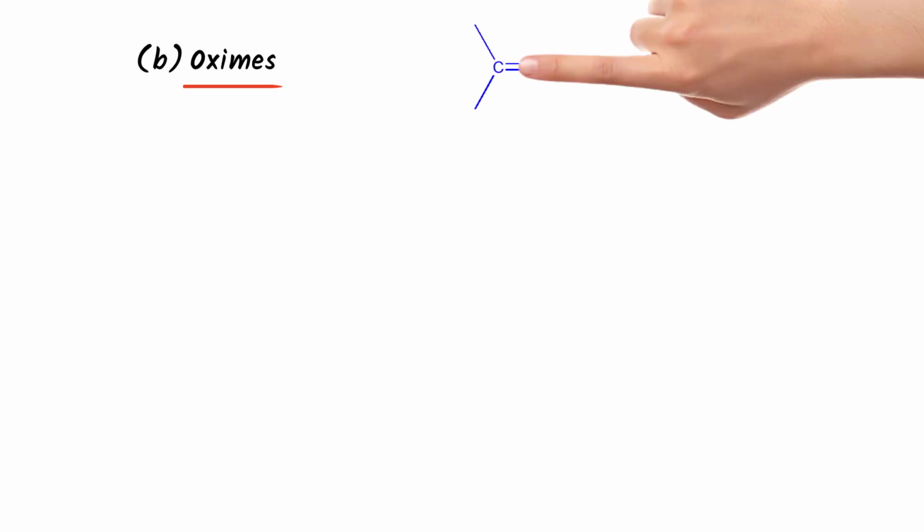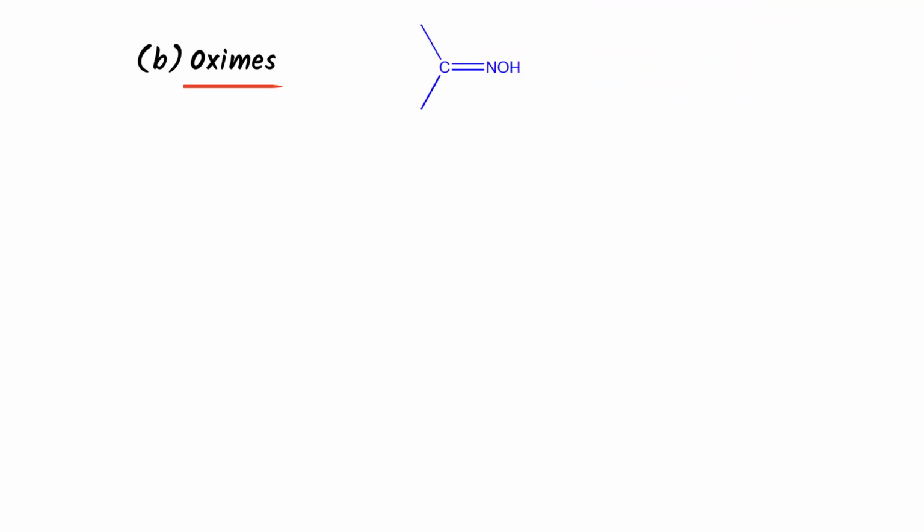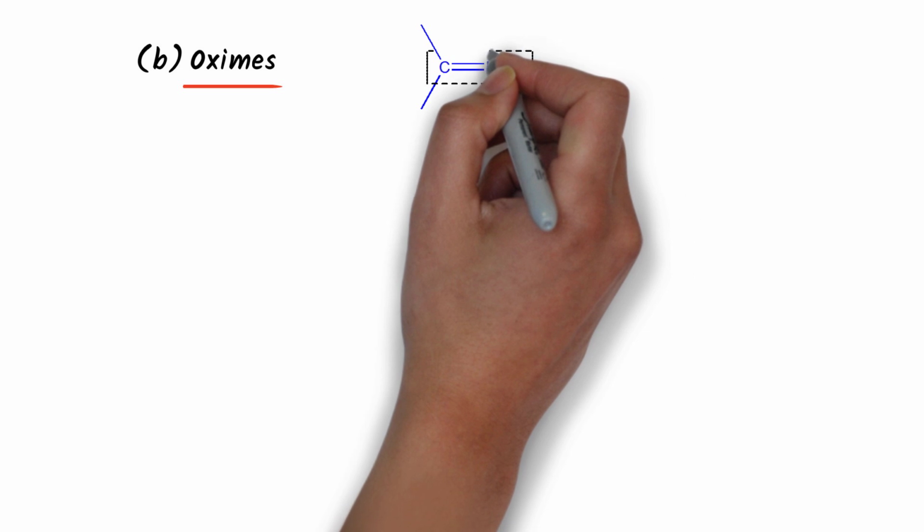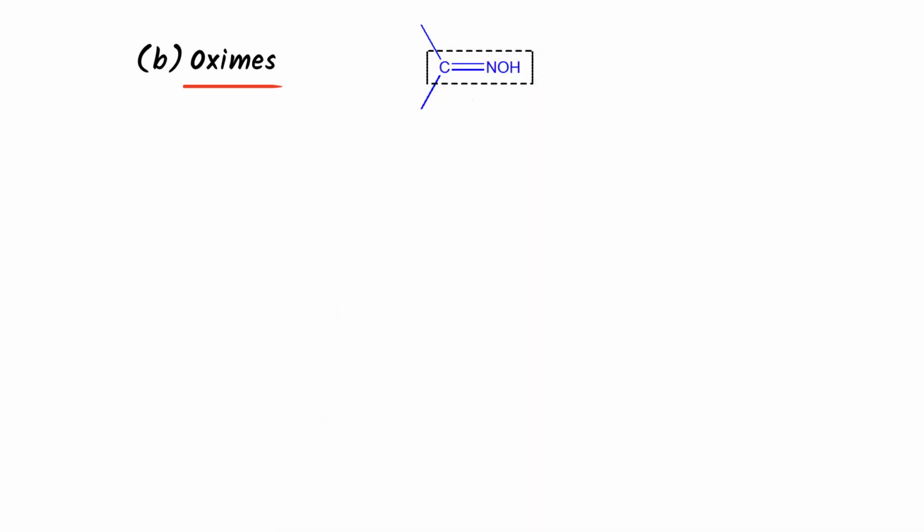Oximes are the compounds having this functionality, we have C double bond NOH. So N contains a lone pair and a hydroxyl group. Now, as you see the two isomers, there's a double bond, so there's a restricted rotation.